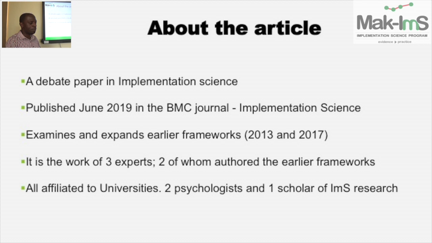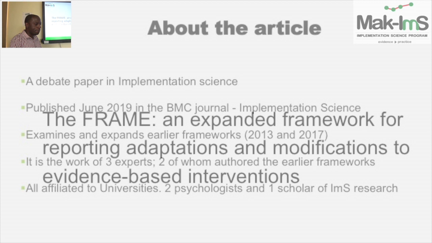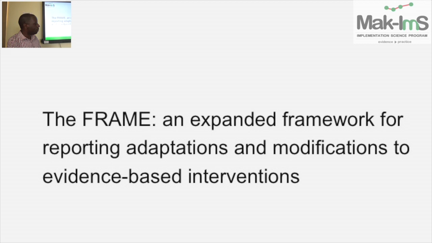review. It is the work of three experts, two of whom authored the earlier frameworks, and all are affiliated with universities in the US. Two are psychologists, and one is a scholar of implementation science. I found it a very rich paper. That's the title, it's the FRAME, which stands for the Expanded Framework for Reporting Adaptations and Modifications to Evidence-Based Interventions.